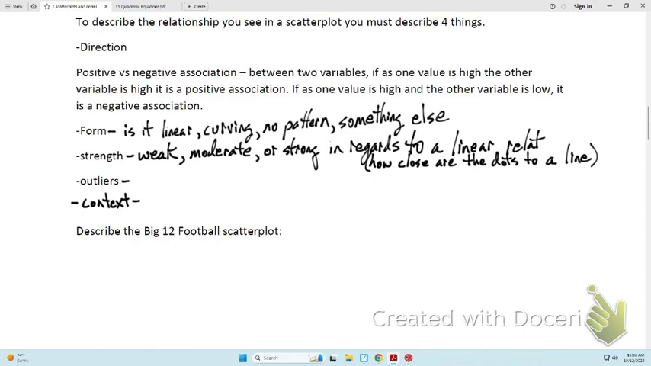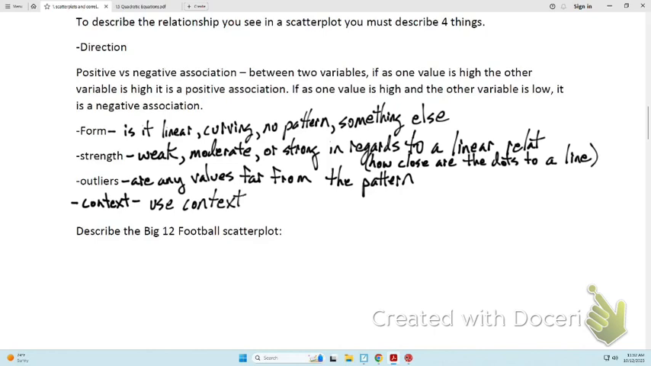Are any values, observations, occurrences far from the pattern? And lastly, use context of X and Y when describing.